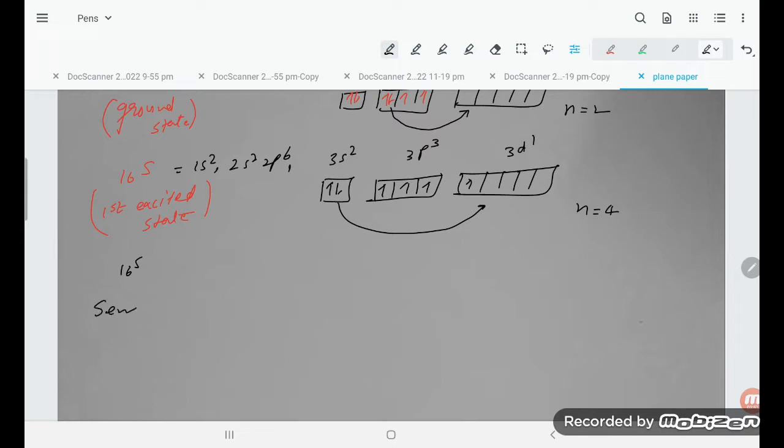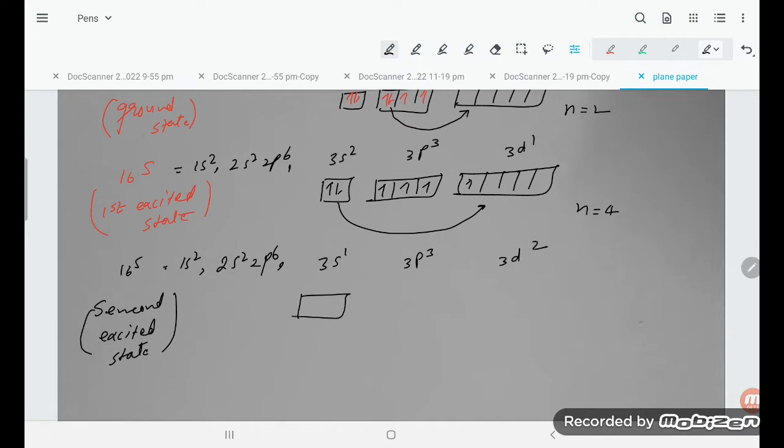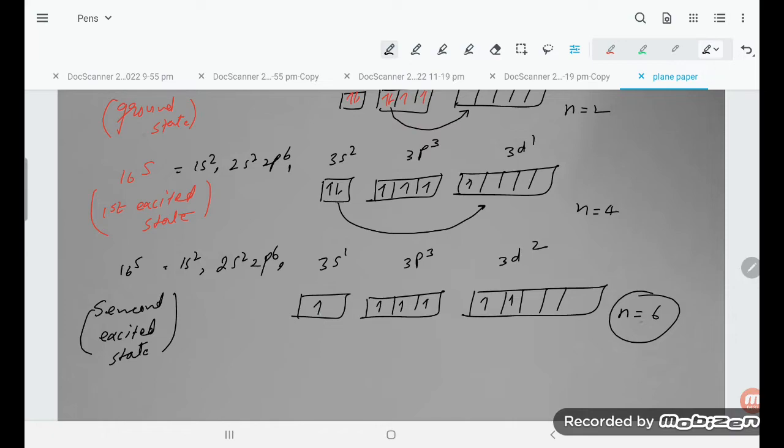So for sulfur 16, we send one more electron to the second excited state. There is nothing to do with the inner orbital electrons; we only need to check the valence electrons. So it is 3s1, 3p3, and 3d2. Here is 1 unpaired electron, 3 unpaired electrons in the p orbitals, and 2 more unpaired electrons in the d orbitals. So how many in total? 6: 1, 2, 3, 4, 5, 6.